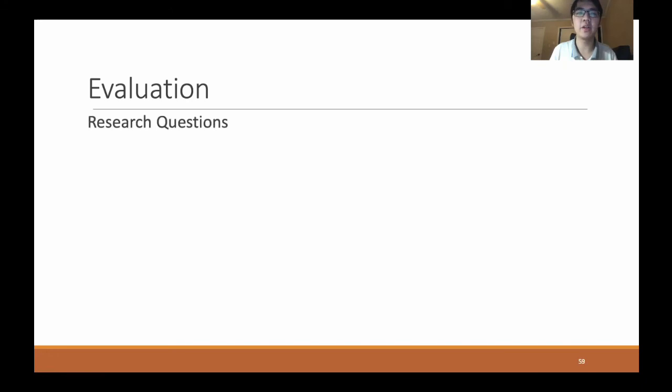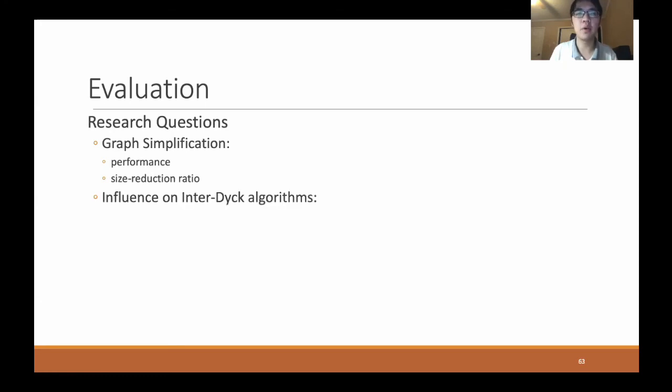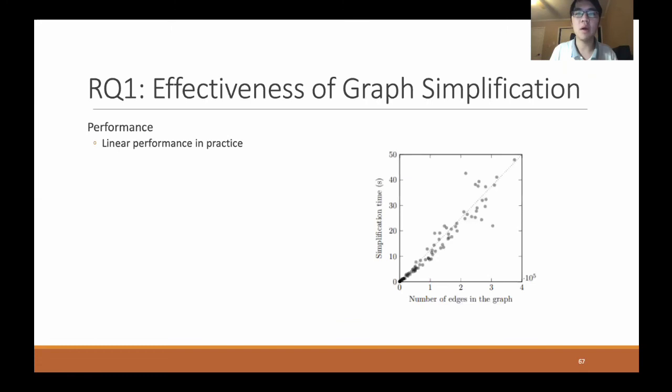In the evaluation, we first explored the effectiveness of our graph simplification algorithm, with the focus on performance and the reduction ratio with respect to the increase of the input graph size. Then we explored the benefits that the simplification can provide to the InterDyck algorithms, with the emphasis on performance, precision, and memory usage. We first present whether the graph simplification algorithm scales for large graphs.